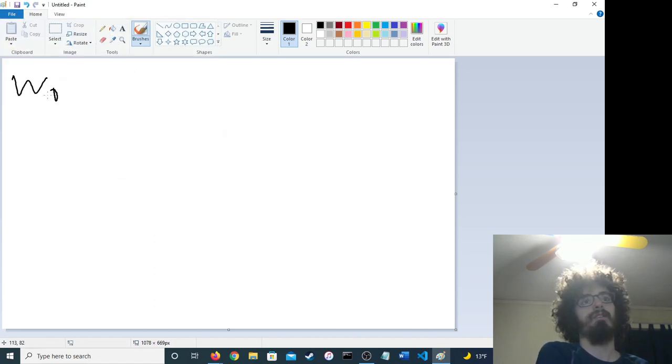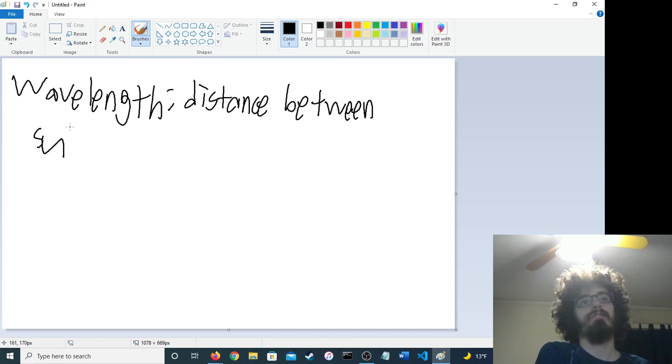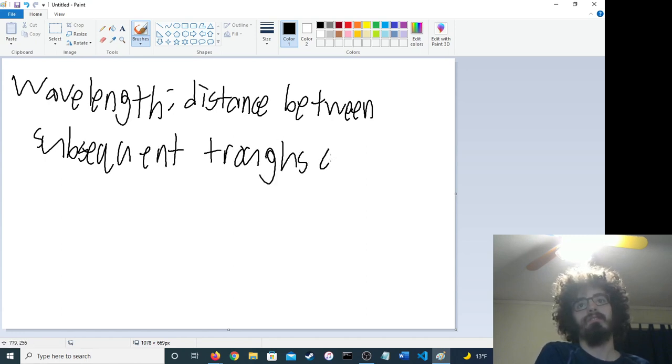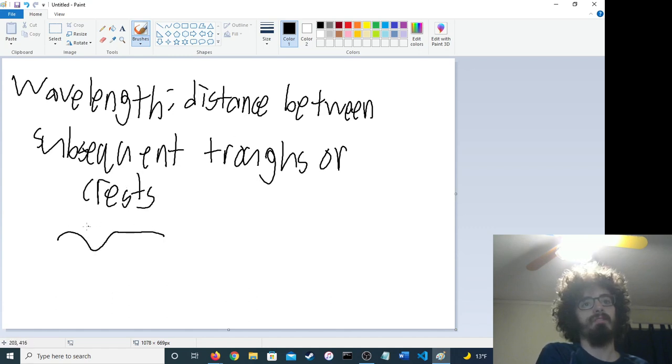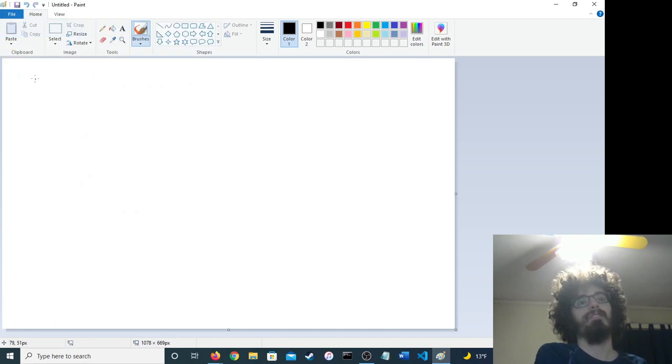We have wavelength, the distance between subsequent troughs or crests. Kind of self-explanatory a little bit here. Don't worry, we'll get to some physics soon. Well, semi-physics related equations at least.